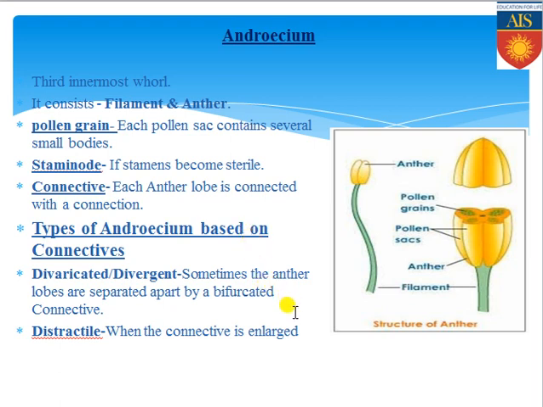If you see distractile, always keep in mind, when the connective is enlarged, quite long, you can see very carefully that both of the anther lobes on both sides are present apart from each other, and you can segregate them properly. That kind of androecium is known as the distractile type of androecium.